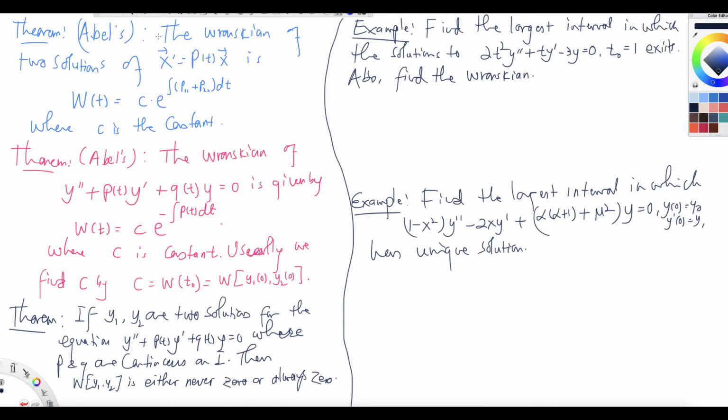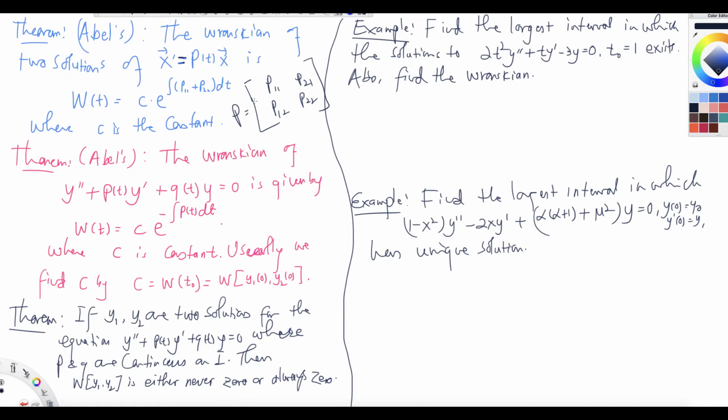So let us look at Abel's theorem for the pair of equations, or the system of first order linear ODE. The Wronskian of the two solutions of x prime equals P(t) times x is W equals C times e to the integral of p11 plus p22 dt. What is P though? P is basically the matrix with p11, p21, then p12, p22. That is the matrix P.